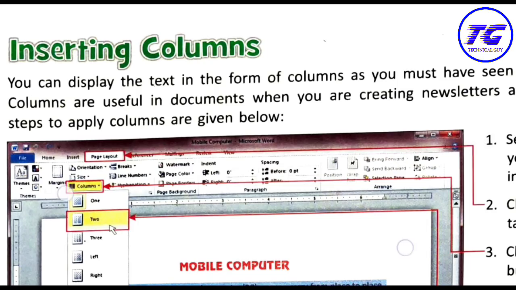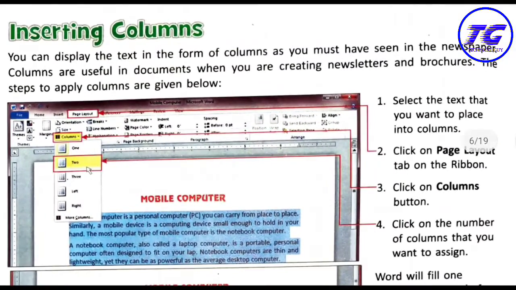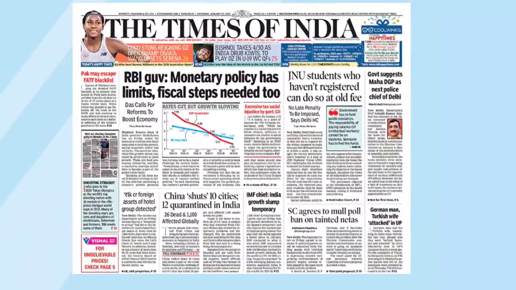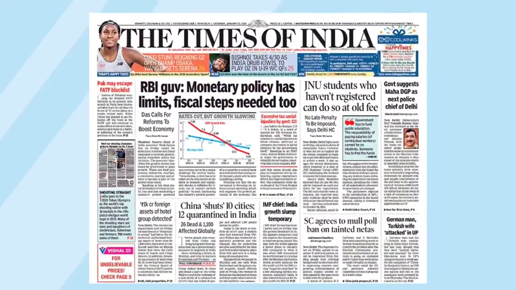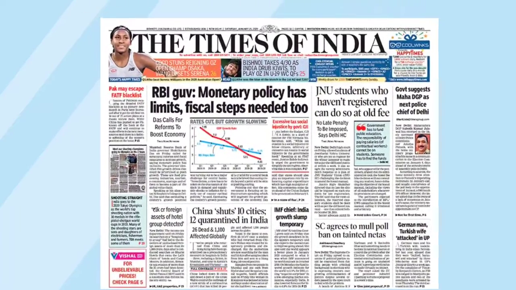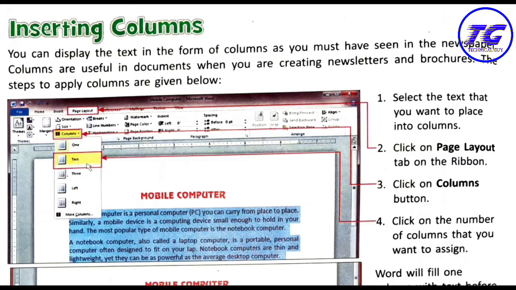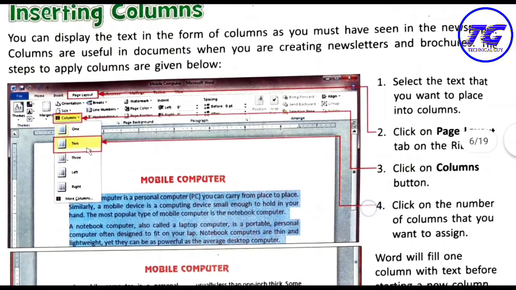Next you have inserting column. So this is a very interesting feature in MS Word. With the help of this feature you can type your document in newspaper style. As you have seen that in the newspaper the information or the news they are printed in columns, first column, second, many columns are there on a single page. So similarly, if you want to break the text into columns, you can use this columns feature.